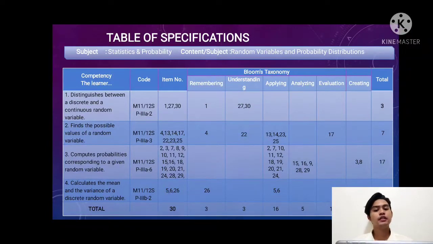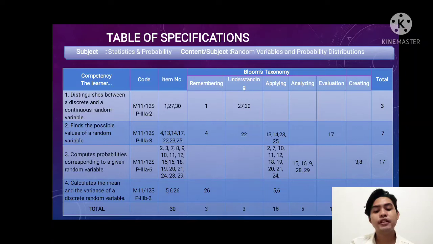In our first table is the table of specifications. In the first row, we will see the competency, code, item numbers, Bloom's taxonomy, and its total. The first competency is distinguishes between a discrete and a continuous random variable. Its code is M11-12SP3A2. Item number 1 is related to remembering. Items number 27 and 30 are related to understanding, with a total of 3 items for this competency.